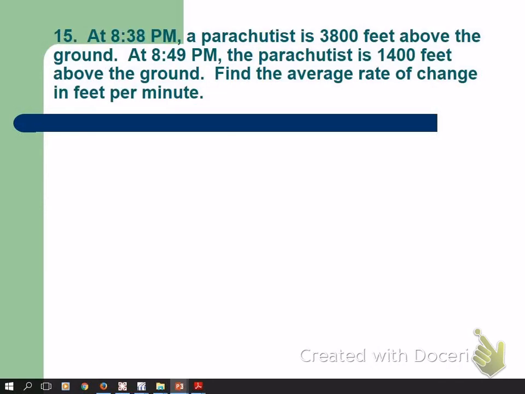All right. Next one. At 8:38 p.m., a parachutist is 3,800 feet above the ground. At 8:49 p.m., the parachutist is 1,400 feet above the ground. Find the average rate of change in feet per minute. In feet per minute. So how much did the footage change versus the time change? Right?